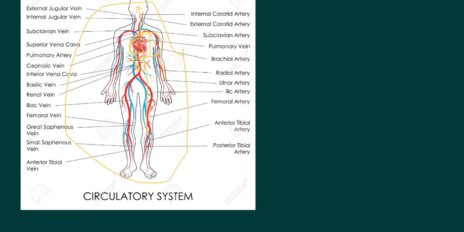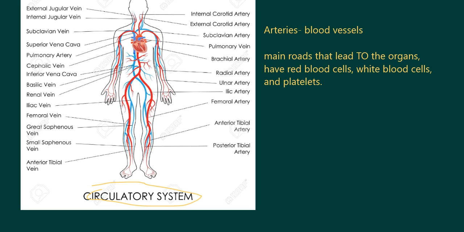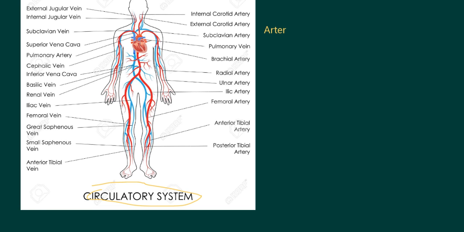So, what are these highways? I'm going to use this same representation here throughout our entire lesson in the same picture for the circulatory system. So, what are these highways? So, the first highway we're going to start out with is called arteries.